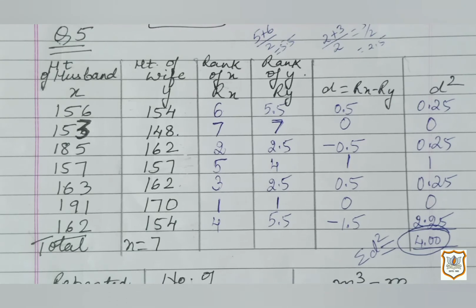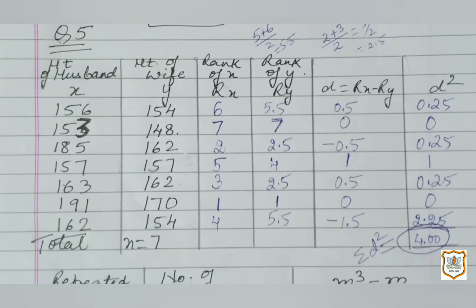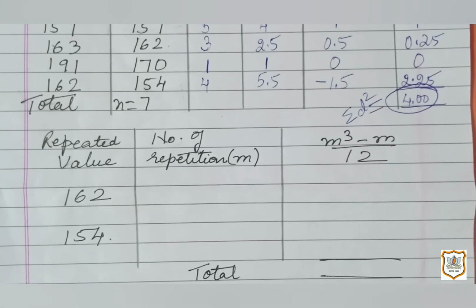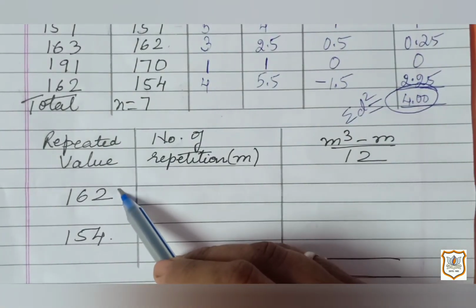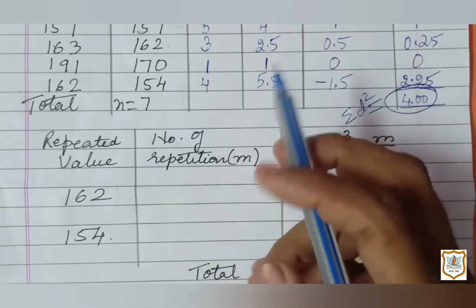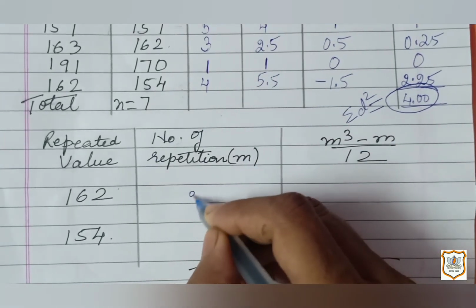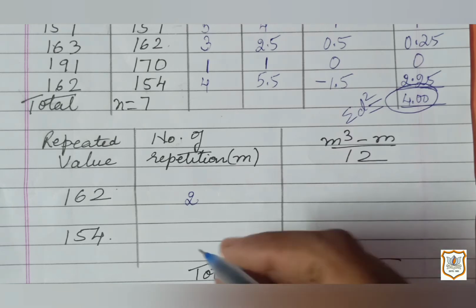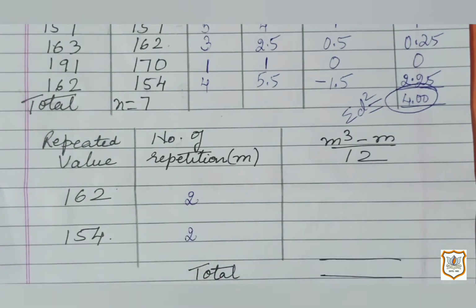Now as you know that the values are repeated, that is there is tie in the observations. So we have to find CF. Now let us find CF over here. So how we will find CF? Now see, 162 was the value, and that 162 value was repeated twice. So how many times it is repeated? 2. So M will be 2. Again 154 which was there, that was also repeated 2 times. So here M is 2.